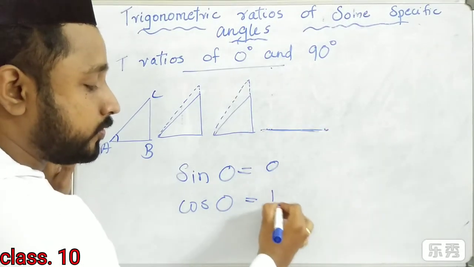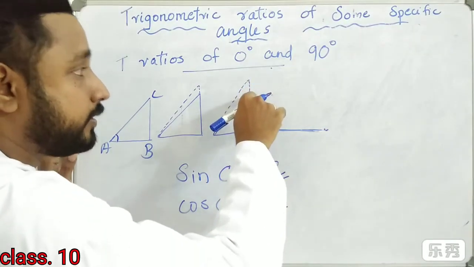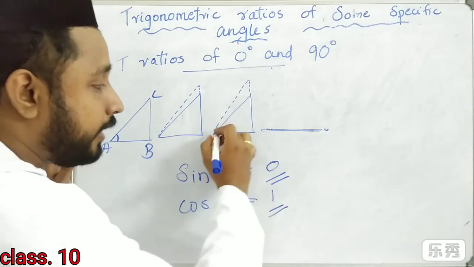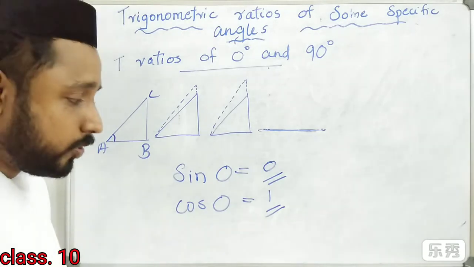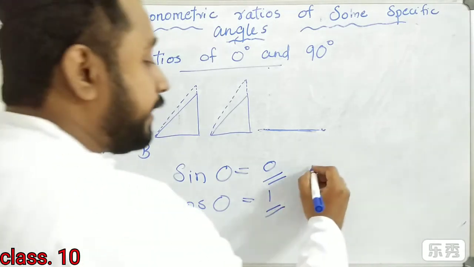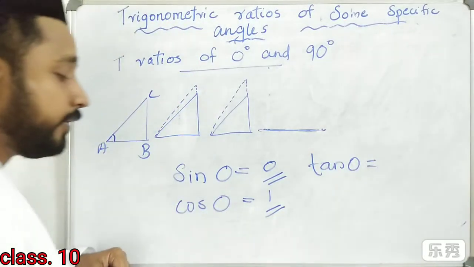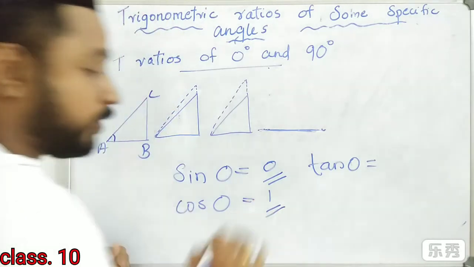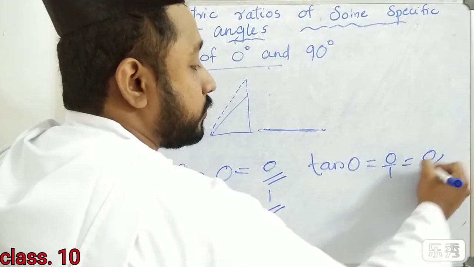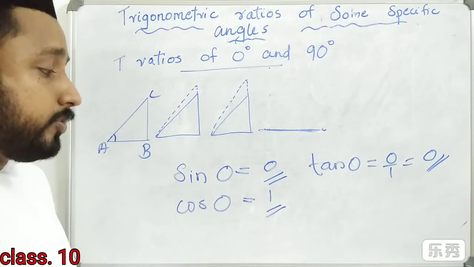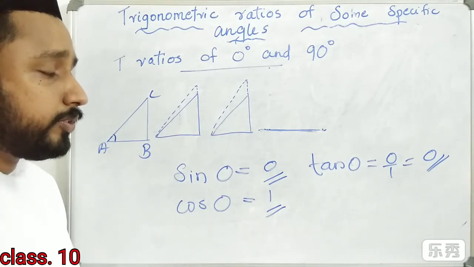Both are equal, so cos 0 is equal to 1. Sin 0 is equal to 0 because when the angle goes to 0, the opposite side becomes 0. Therefore, sin 0 is 0 and cos 0 is 1. And tan 0 is equal to sin 0 by cos 0, which is 0 by 1. The answer is also 0. So, sin 0 is 0, cos 0 is 1 and tan 0 is 0.